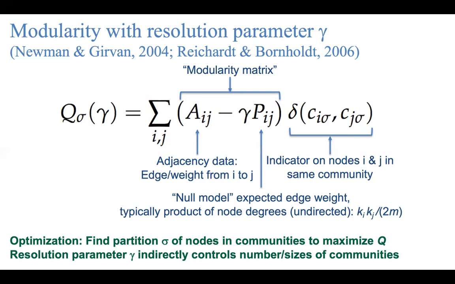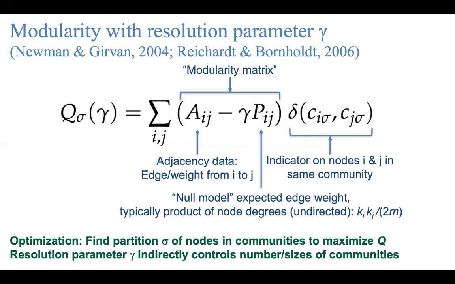This resolution parameter indirectly controls the number and sizes of the communities, because if you see its contribution here in the formula, if I make gamma very small, then there is very little penalty for me to put two nodes together in the same community, even if they're not connected to each other. This will promote that I will have a smaller number of larger communities. In contrast, if I make gamma very big, then I don't want to put i and j together in the same community unless the edge weight, Aij, is enough to overcome the contribution here. And so a large gamma is going to give me a larger number of much smaller communities.